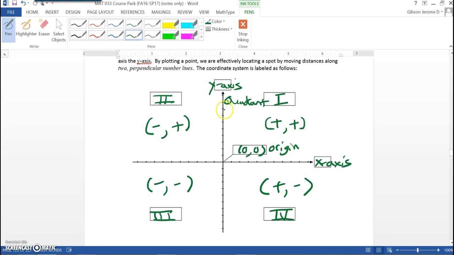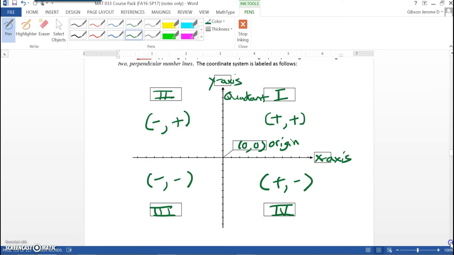Now, if the numbers rest on the x and y axis, one of the x and y values would be 0, or if it rests on the origin, both would be 0. So they would not be in one of the quadrants.